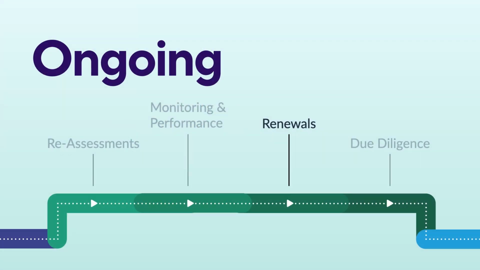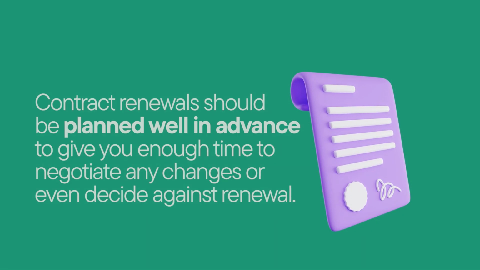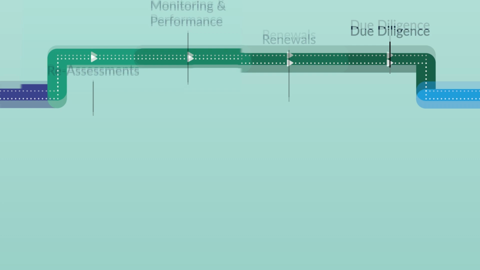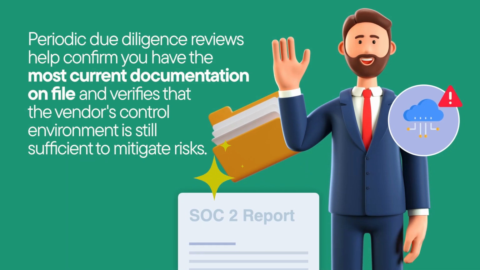The third step of the ongoing stage is contract renewals. Contract renewals should be planned well in advance to give you enough time to negotiate any changes or even decide against renewal. Periodic due diligence reviews help confirm you have the most current documentation on file and verifies that the vendor's control environment is still sufficient to mitigate risks.